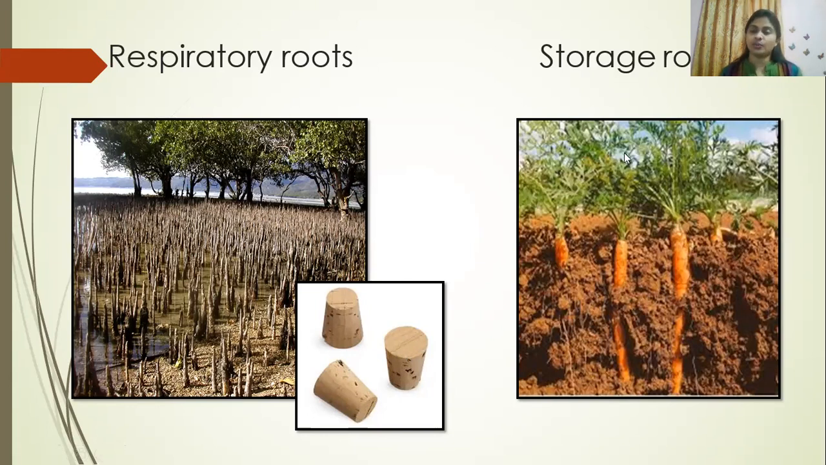Then storage roots. Storage roots are there. Carrots are one of the examples. Not only carrots, you can find beetroots and some manioc, some other roots too. You can see how the food is stored in this root. Okay.